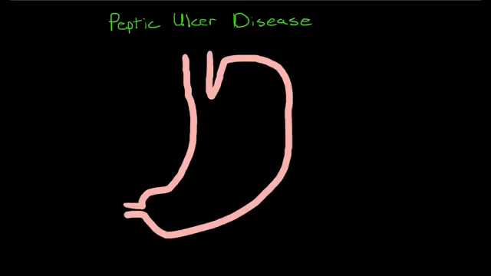Hey, Andrew Wolf here. In this video I'm going to talk about peptic ulcer disease, but before I get into talking about the pathophysiology, I want to talk about the physiology of the stomach, in particular the physiology of acid production, the regulation of acid production, and the physiology of the protective mucosal surface of the stomach.